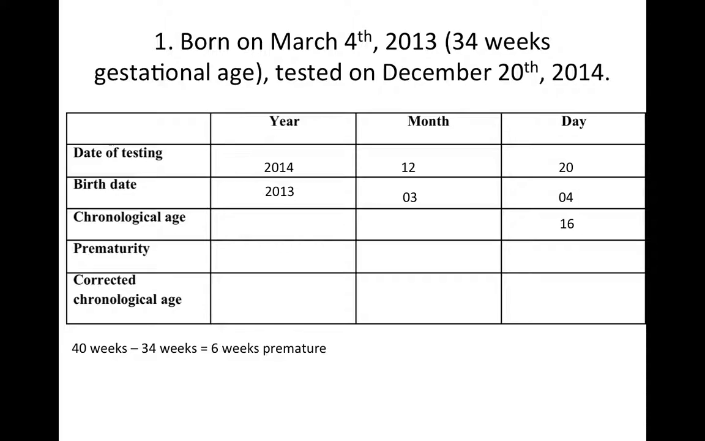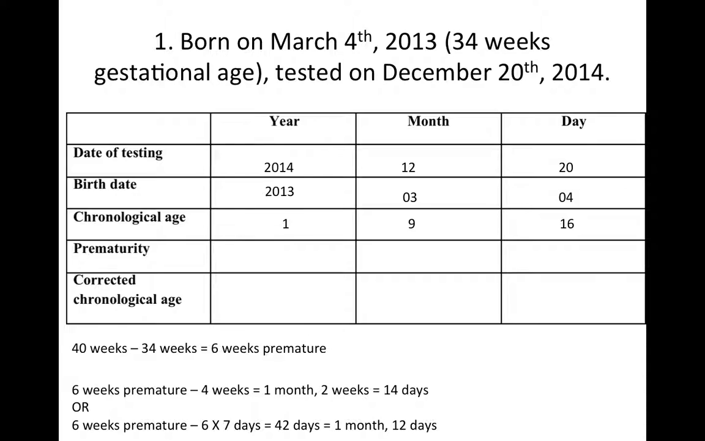So 20 minus 4 is 16, 12 minus 3 is 9, 2014 minus 2013 is 1. Now, if you can see at the bottom, 40 weeks minus 34 weeks equals 6 weeks premature. You use 40 weeks because that's the typical gestational age at birth. So to calculate 6 weeks prematurity, there's two ways you can do it.